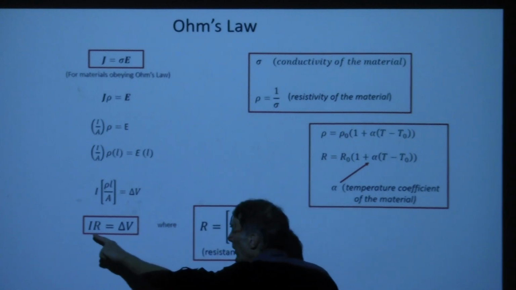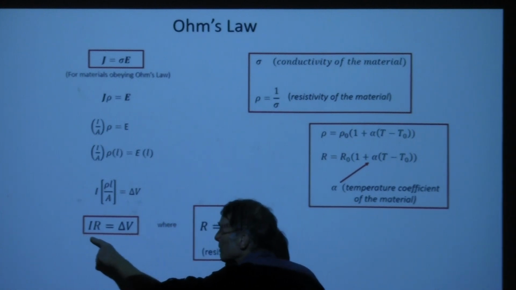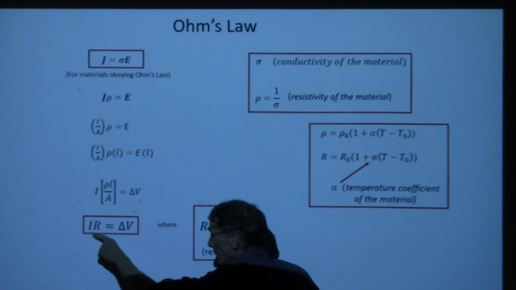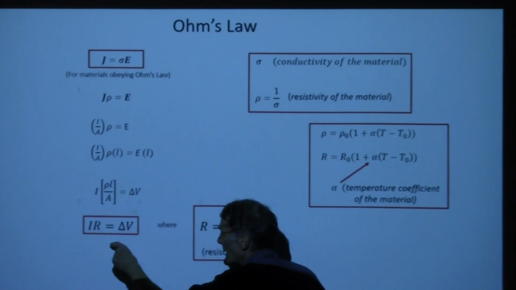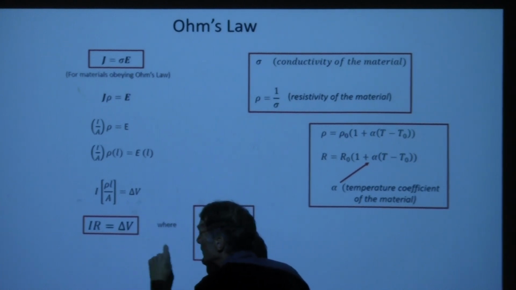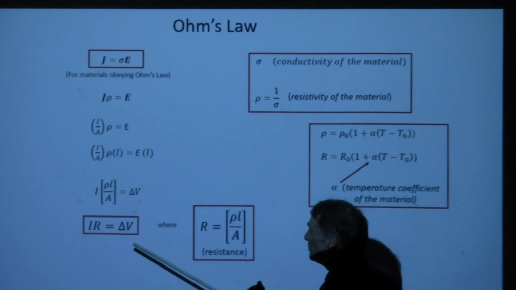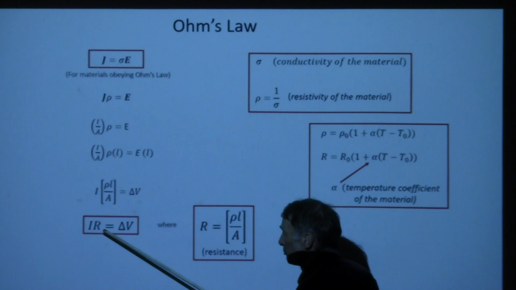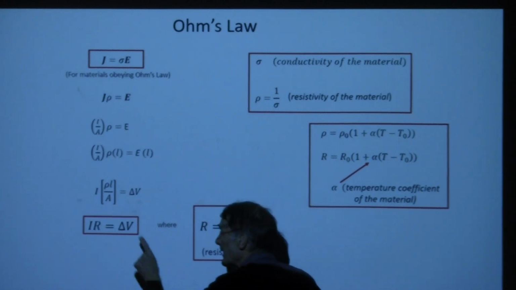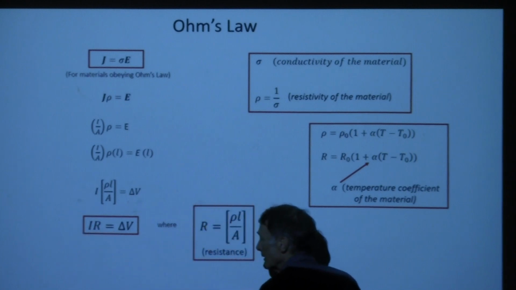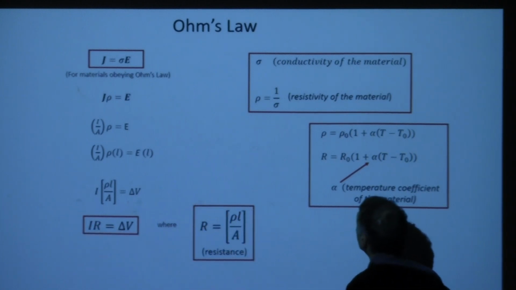So this leads us to what we usually refer to as Ohm's law, on the macroscopic scale: IR is equal to delta V. And we strictly say a material obeys Ohm's law as long as the resistance stays the same, or constant. So if I double the voltage, I'll double the current, and so on.